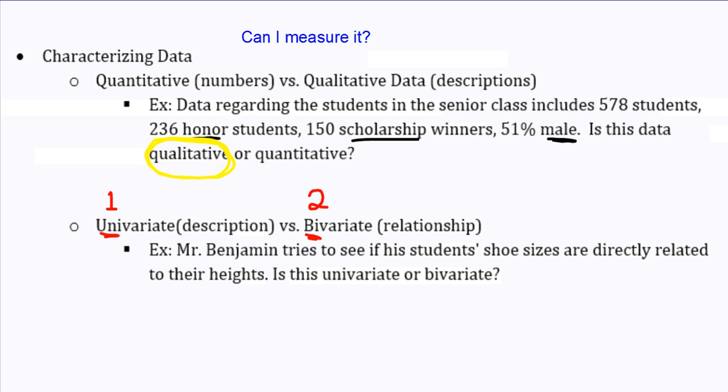Okay? So in the example, Mr. Benjamin tries to see if his students' shoe sizes are related to their heights. The question is, how many things am I measuring? Well, I'm measuring shoe sizes, and I'm also measuring heights. I'm measuring 2 things, makes it bivariate.